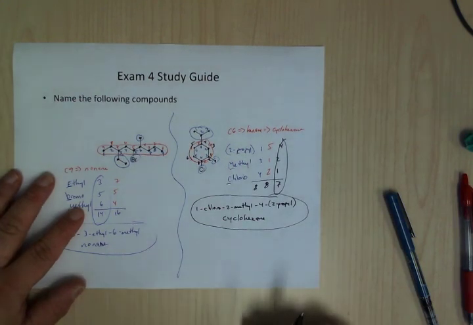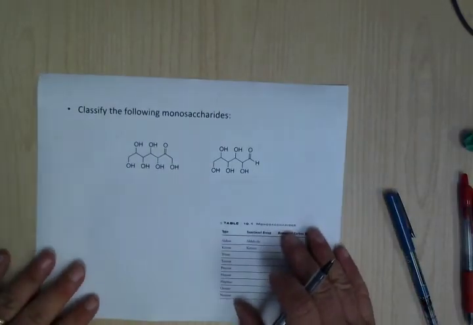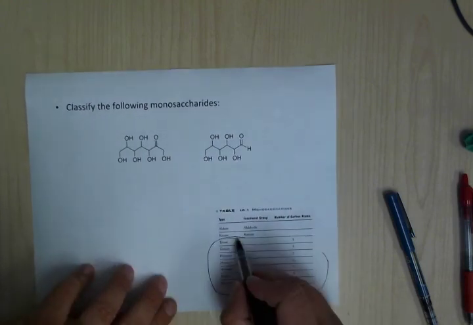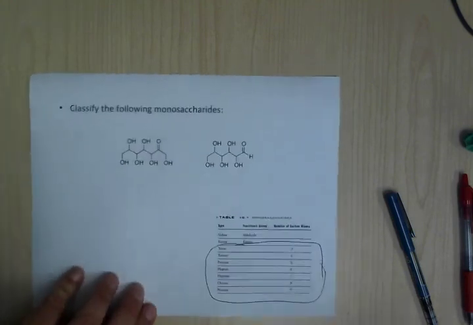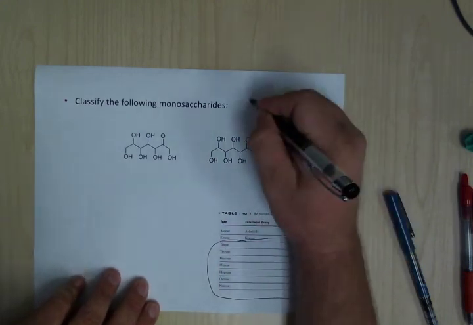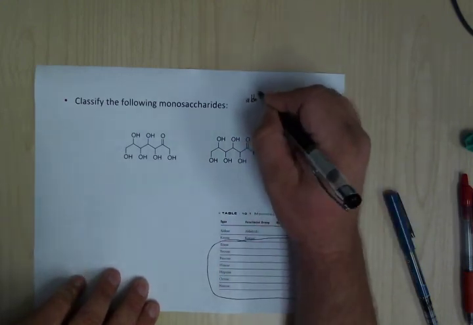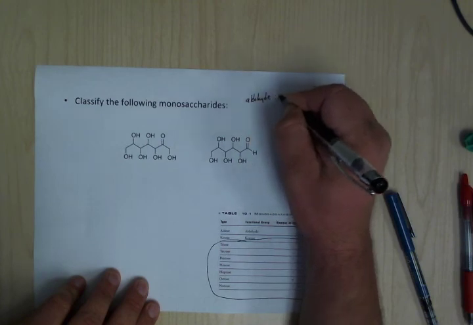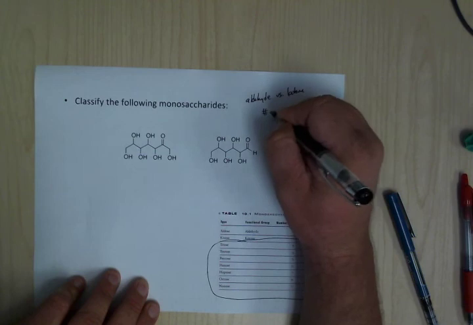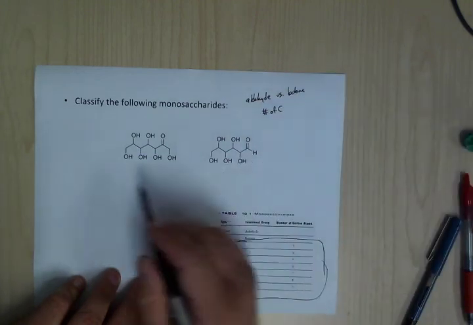Okay. So for the monosaccharides, I'm going to give you this portion here, just like on the last test. You need to know two things: aldehyde versus ketone, and the number of carbons. Okay, so here we go.